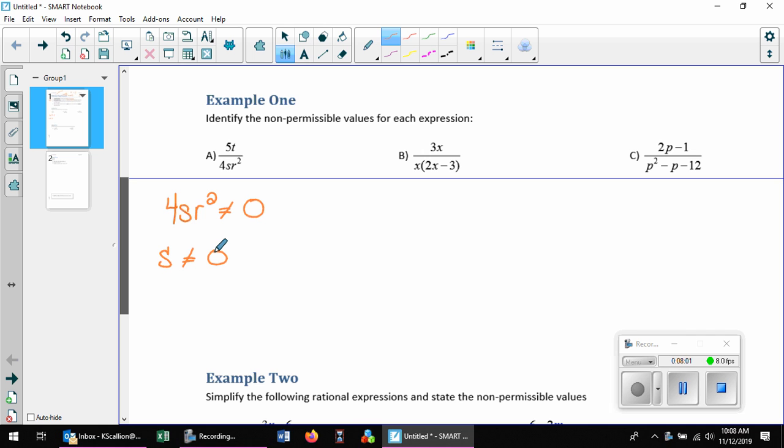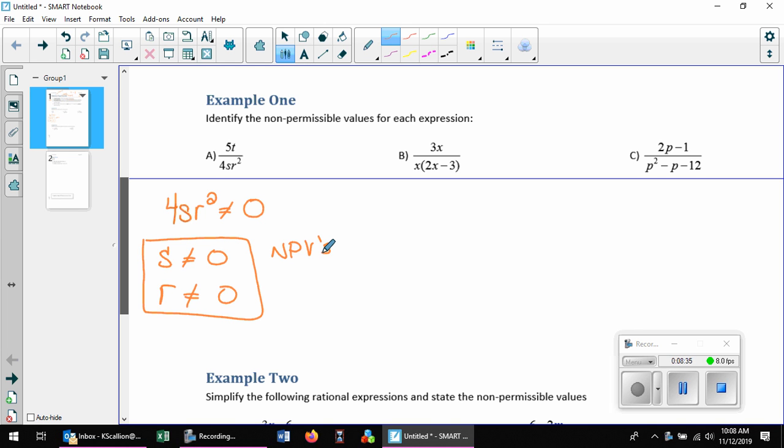What can R not be? All right, so we're done our non-permissible values. That's it. These are my NPVs. So when it's a monomial, you all know what I mean by monomial, so it's one term, there's nothing added or subtracted to it. Your variables can't equal 0. Pretty exciting stuff. Okay, that's it for non-permissible values.